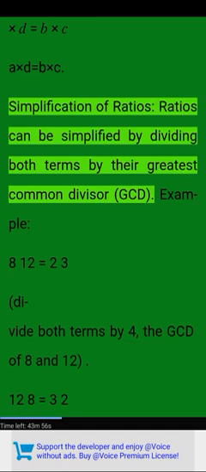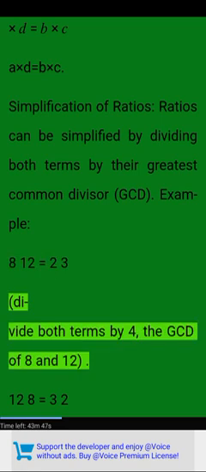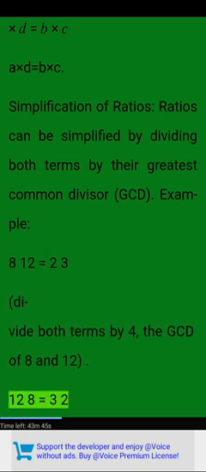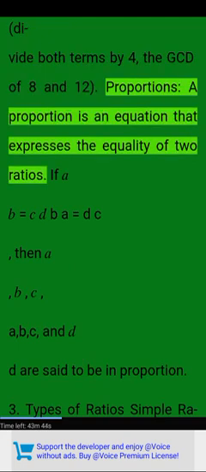Simplification of ratios. Ratios can be simplified by dividing both terms by their greatest common divisor, GCD. Example. 8:12 equals 2:3. Divide both terms by 4, the GCD of 8 and 12. Proportions. A proportion is an equation that expresses the equality of two ratios.